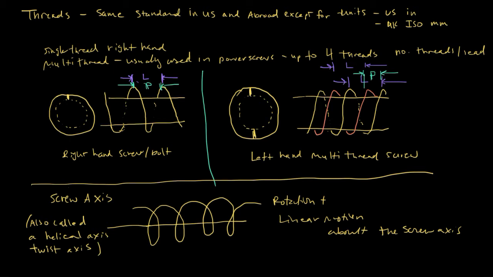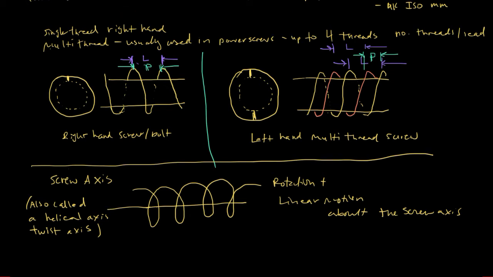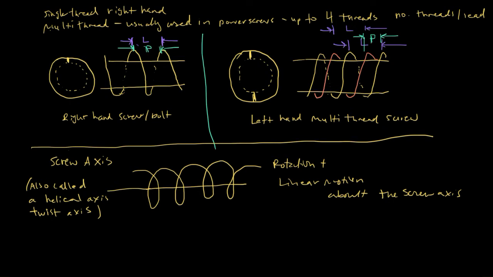And it's where the line is both the line of rotation and the line of linear translation about that axis. All right, so now let's talk a little bit about the standards for different bolts. And the standards are the standards that we use to make sure things fit together. And there's two standards that we consider.